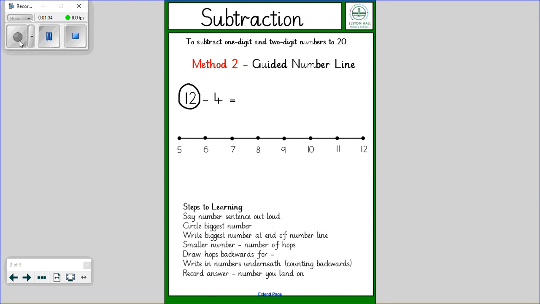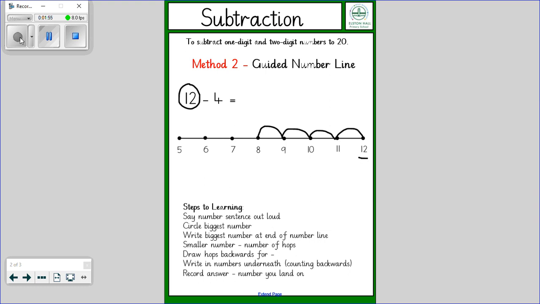We then find the biggest number on the number line, we underline it so we know where it is, and we use the smaller number to draw our hops. In this case, we are doing 4 hops backwards to subtract. Let's go from 12. 1, 2, 3, 4.